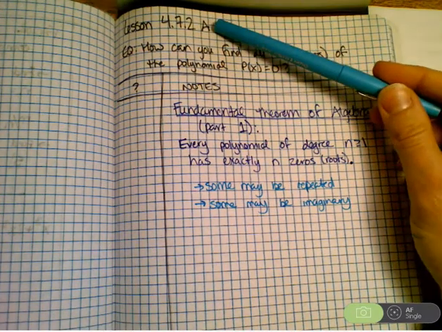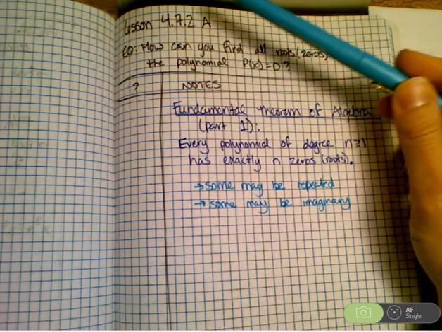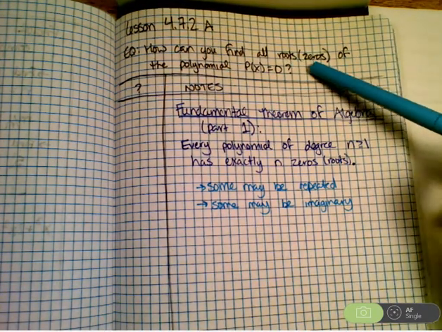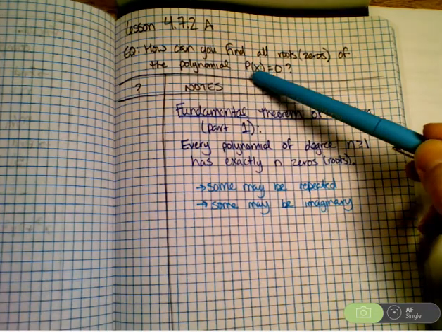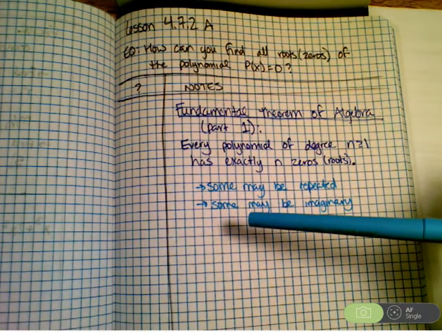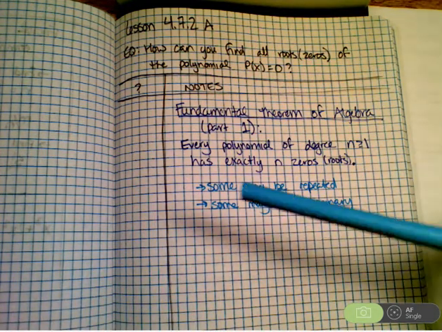Today we are looking at lesson 7.4.2. I called this A because there are going to be two videos for this. This is the first one. Our essential question is how can we find all the roots or zeros of the polynomial p of x equals 0? So we've been working hard on factoring. That's going to be the key to this too, is factoring. So all those tools we've been using, they're just going to keep coming back.